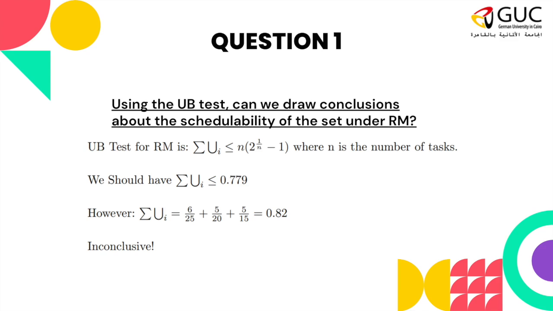However, if the summation of the utilization is greater than the threshold, but it is less than or equal to 1, which means 100% of the CPU resources, then it is indecisive, it is inconclusive. It may get scheduled and it may not get scheduled. We do not know whether the RM can schedule this set of tasks or not. We need to perform another test to make sure whether the rate monotonic can schedule them or not.